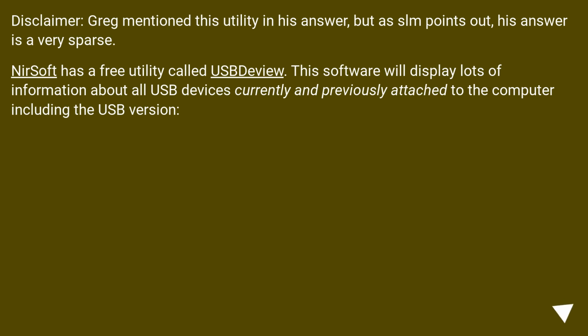Disclaimer: Greg mentioned this utility in his answer, but as SLM points out, his answers are very sparse. Microsoft has a free utility called USBView. This software will display lots of information about all USB devices currently and previously attached to the computer, including the USB version.